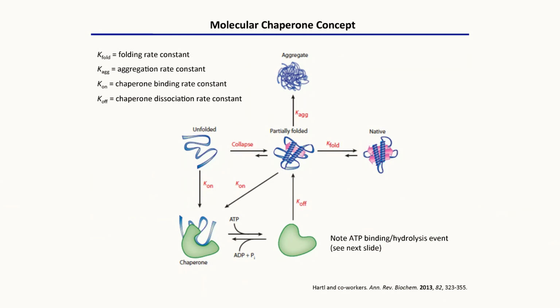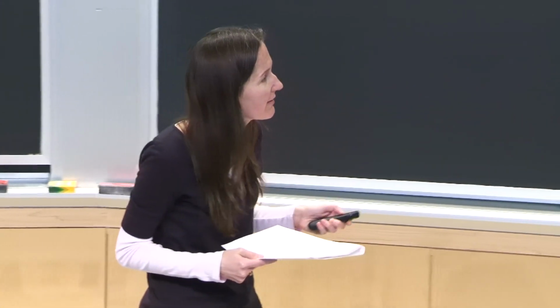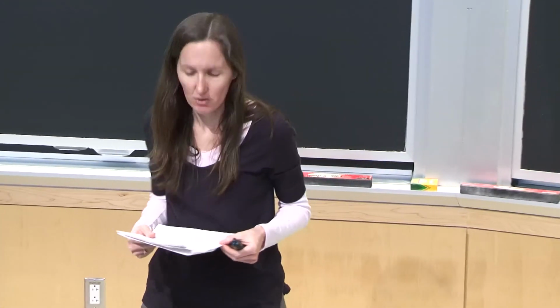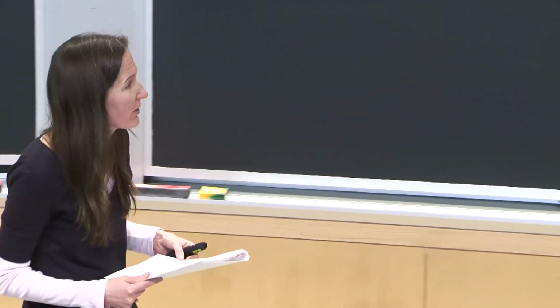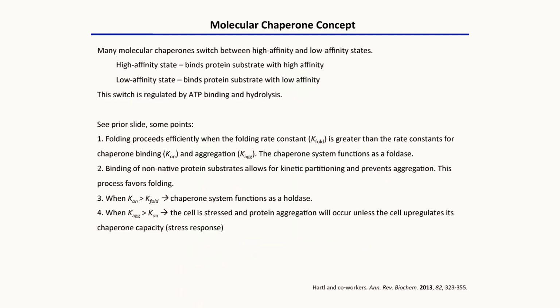So you can begin to ask yourself questions like, under what conditions, in terms of these rate constants, is folding efficient? When would a chaperone act as a holdase? When would aggregation occur? Aggregation would occur if this K-ag is much greater than, say, for instance, K-on here, to work systematically through this scheme. And here are just some points and words related to that scheme and things to think about from a broader picture.